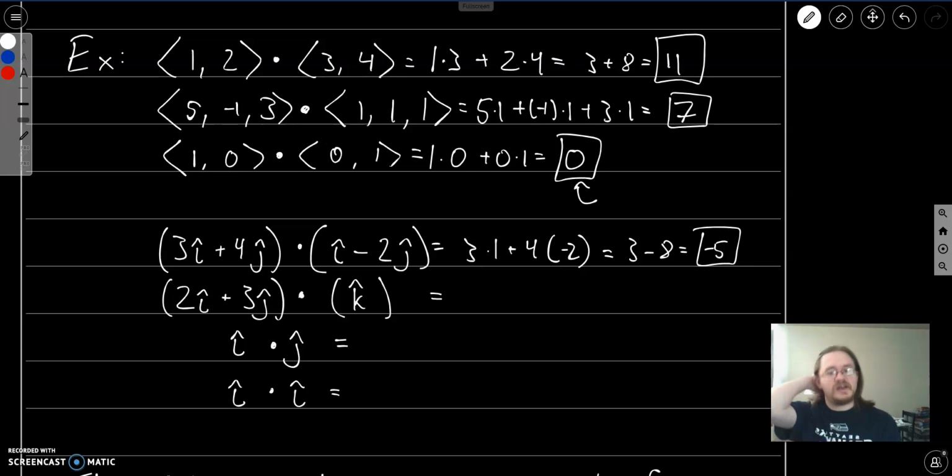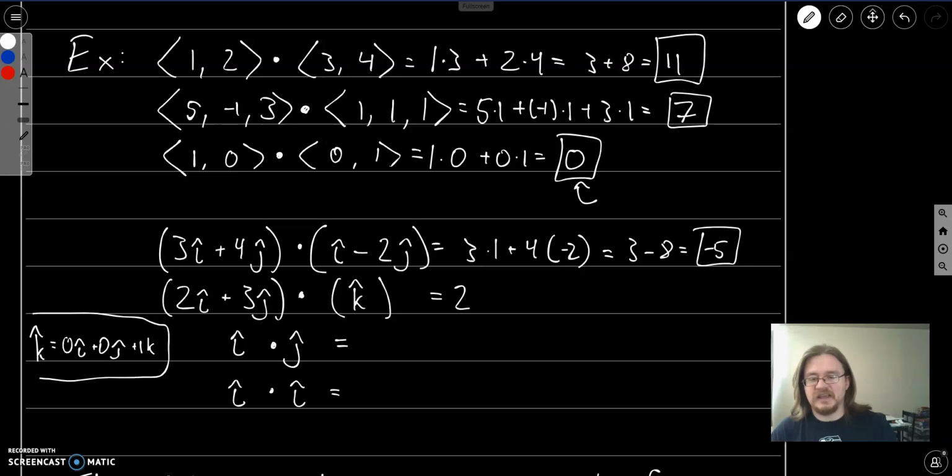So here, let's think about this guy. We've got 2i plus 3j times something in the k direction, so this is in the z direction. So what are the coordinates here? Well, we're going 2 in the x direction, and over here, there's nothing in the x direction. So instead of just thinking about this as k by itself, it's the same thing as 0i plus 0j plus 1 times k. So this guy here is this vector.